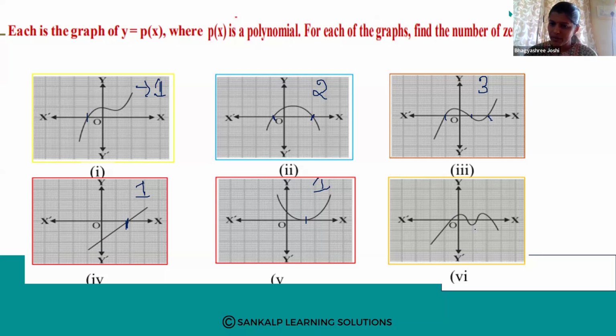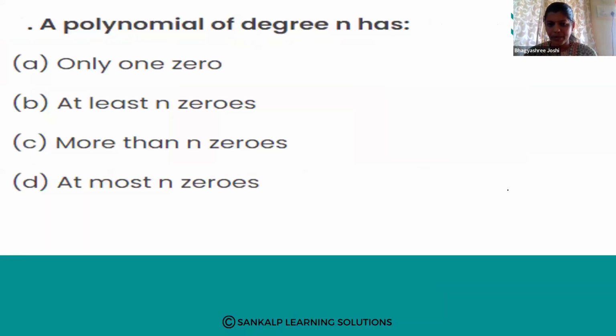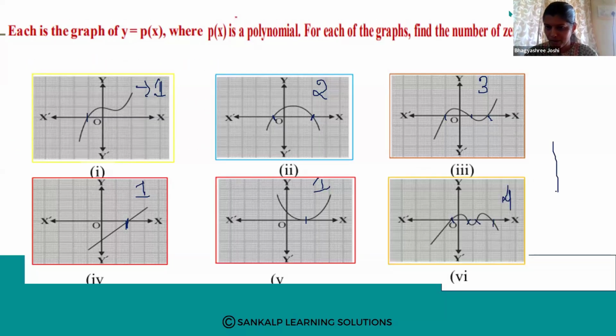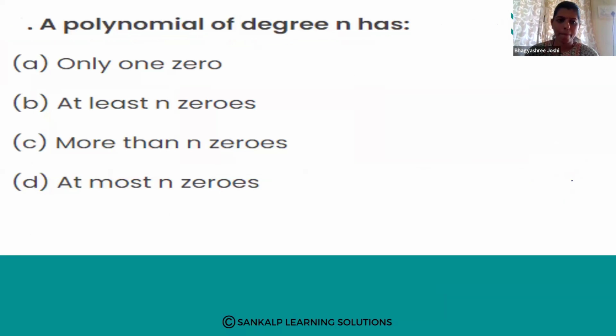Here, how many times is it intersecting the x-axis? 1, 2, 3, 4. 4 times. That means it has 4 zeros. Okay. If you have a graph like this, it is not intersecting the x-axis at all. It is above the x-axis. Then tell me the number of zeros here. That is 0. It has no zeros, right?